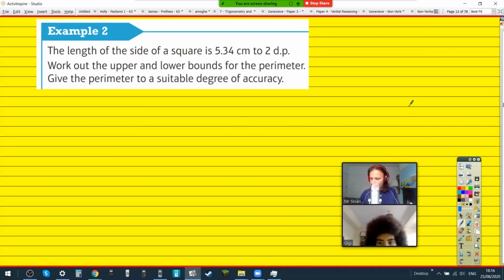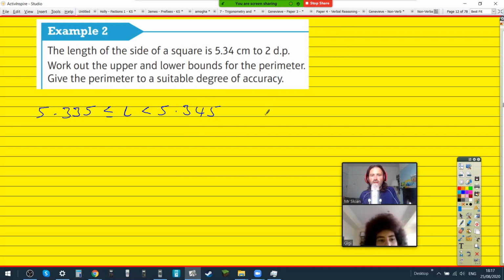What's this? Okay, let's try this one. The length of the square is 5.34 to 2 decimal places. The upper and lower bounds. The 5.335 and 5.345. Degree of accuracy would be correct to 0.005.